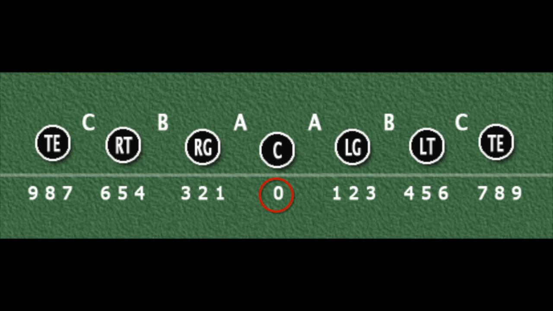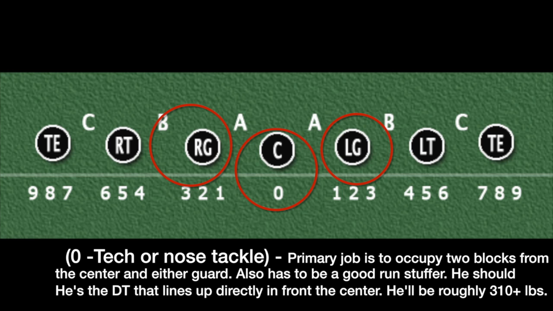So the 0 technique, his job is to occupy double blocks, double teams from the center and the guard, and that would basically free up the rest of the linemen for one-on-one matchups around him. You know, that would put the other defensive tackle in a one-on-one matchup with the guards, the defensive end in one-on-one matchups with the tackles. His job is to also kind of bull rush the center into the backfield, stuff the run as well.